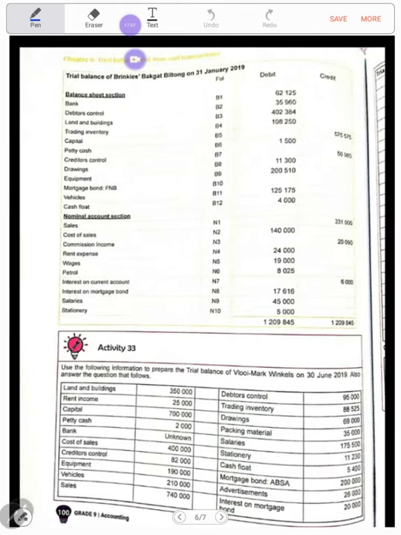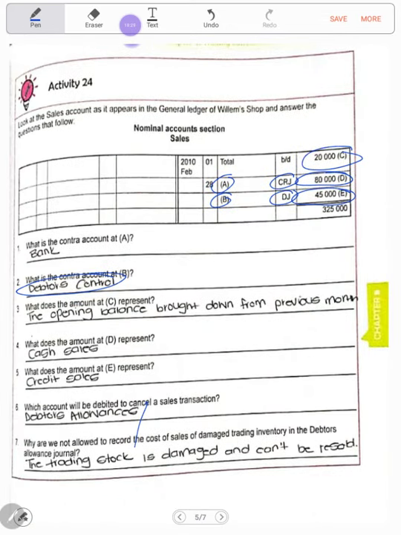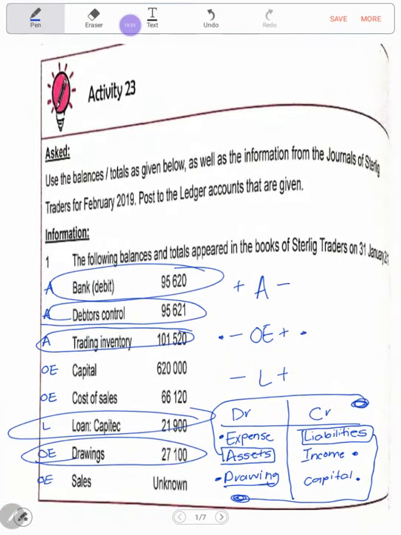Moving along to week 3's activity. Remember, when it comes to a trial balance, the trial balance needs to balance at the end of the actual activity. Your balance sheet is concerned with assets, owner's equity, and liabilities. What types of owner's equity? Drawings and capital. The nominal account section is concerned with incomes and expenses. Alright, and remember which side you should debit and credit.